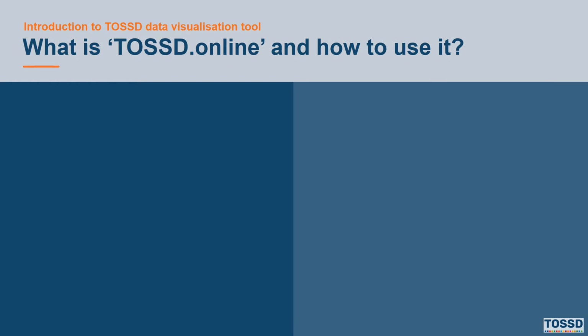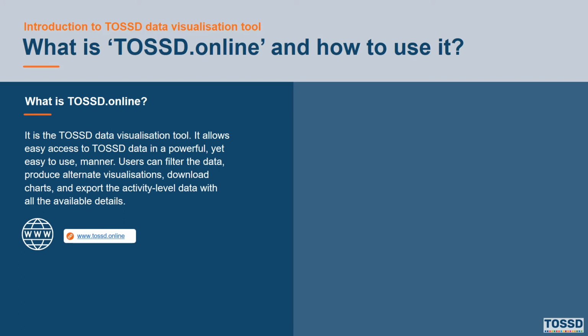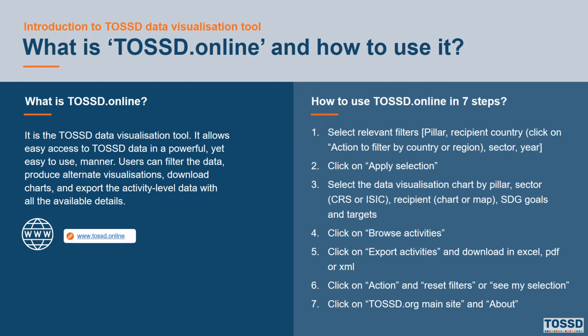So what is TOSD online and how to use it? TOSD online is the TOSD data visualization tool, and this tool allows easy access to the TOSD data in a powerful yet easy to use manner. Users can filter the data, produce alternate visualizations, download charts, and export the activity level data with all available details. So how can we use this TOSD online? There are 7 steps that we can use, and we will see them in the next slides. But first, let's have a look at what are the data that are contained in the fields.